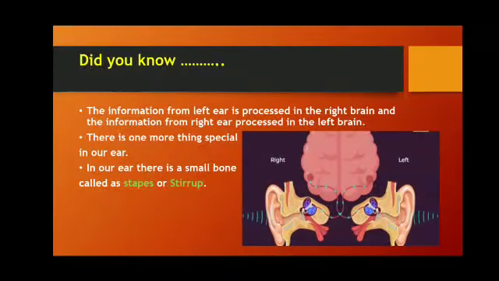Did you know the information from the left ear is processed in the right brain, and the information from the right ear is processed in the left brain? There is one more special thing in our ear. In our ear, there is a small bone called the stapes or stirrup.